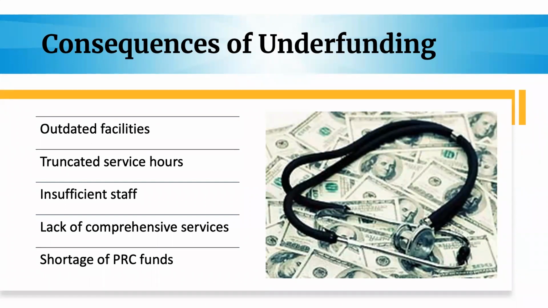Lack of funding also means that the IHS cannot afford to provide comprehensive services, including many of the services that elders need, such as assisted living, long-term care, and home and community-based services. It also means that purchase referred care, the funding that pays for specialty services, has to limit the kinds of services it covers depending on how much funding is available year by year.